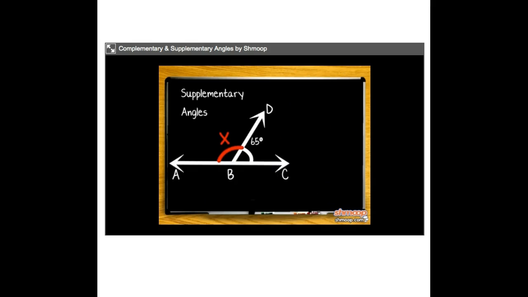Since we know the two angles add up to 180 degrees, we can set the equation x plus 65 equals 180 and solve for x. So subtracting 65 from both sides gives us x equals 115 degrees as our answer.